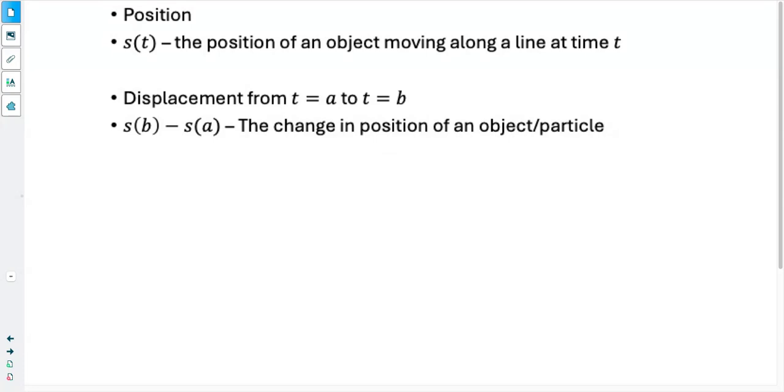Now if we want our displacement over a specific time period, so for example from time a to time b, that would just be s(b) minus s(a), which would be our change in position of that object or particle in that time span from time a to time b.